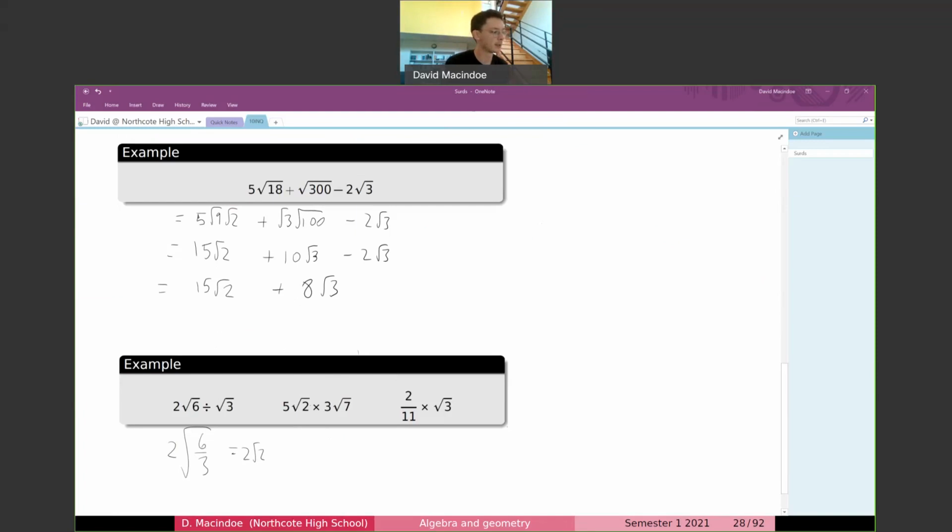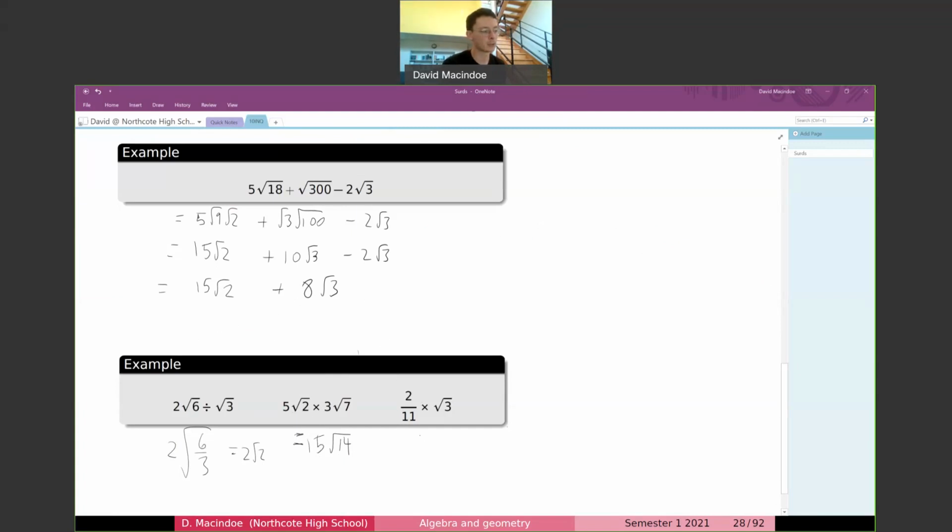This one, all right, we're multiplying. We've got coefficients on these surds, so we just multiply the coefficients, and we multiply the things under the square root sign separately. So 5 times 3 is 15, that's us dealing with the coefficients. And then 2 times 7 is 14. So we get 15 root 14.